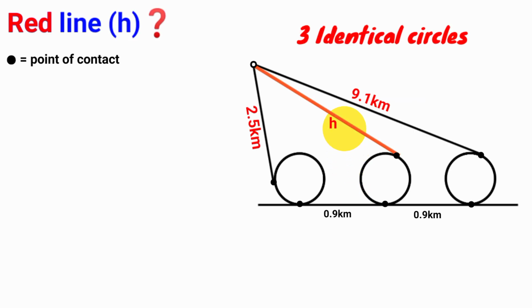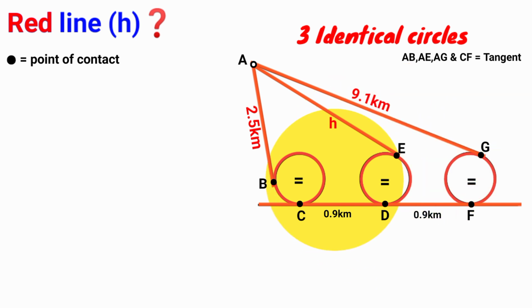How can we calculate the length of this straight line? The first thing we are going to do, we label this point A, this B, this C, here D, let this be E, this F, and this G. Let's come back to this. The thick black point is a point of contact. Literally it means that this line AB, this line AE, this line AG, and this line CF are tangents to these circles at this point, this, and this. That is why the points were referred to as points of contact.